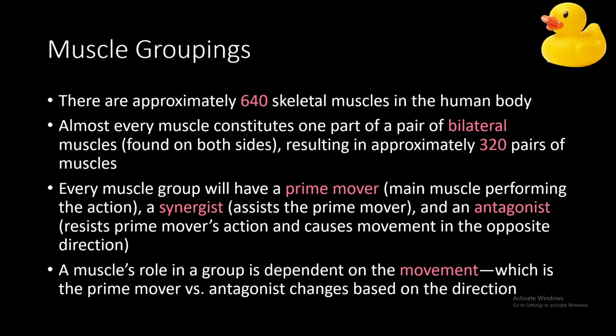Now, a muscle's role in the group is going to be dependent on the movement. So that's to say which is the prime mover and which is the antagonist is going to change based on the direction. For example, if we're talking about movement of the arm, flexion around the elbow is going to be the bicep as the prime mover, but extension at the elbow is going to be the tricep as the prime mover.